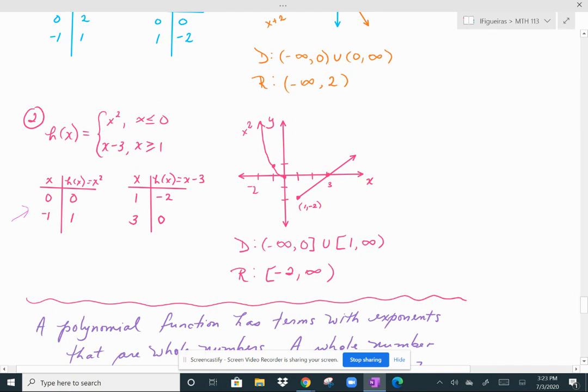And then your range, you read from bottom to top. The first value that y attains is -2, and then from there it grows forever. So your range is from -2 to infinity.